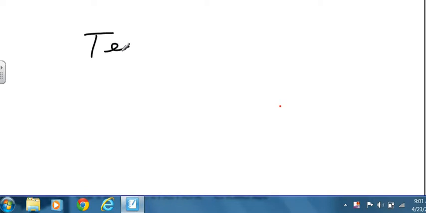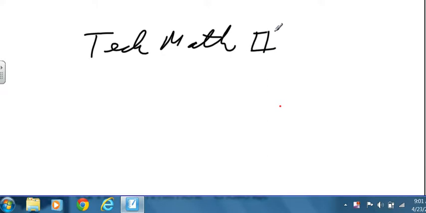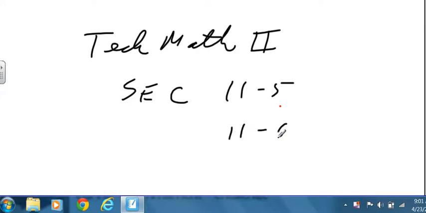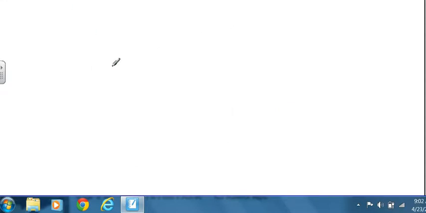This is Tech Math 2, and we're doing sections 11.5 and 11.6 today. 11.5 is going to seem to be pretty simple. 11.6 is going to seem to be a little more difficult, and luckily we have better ways to do it when we get to 11.7, so that's the way that is.